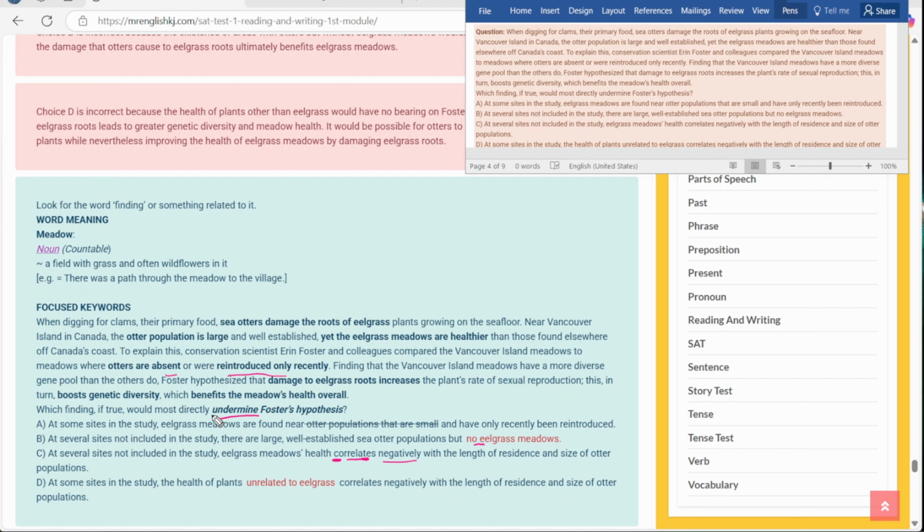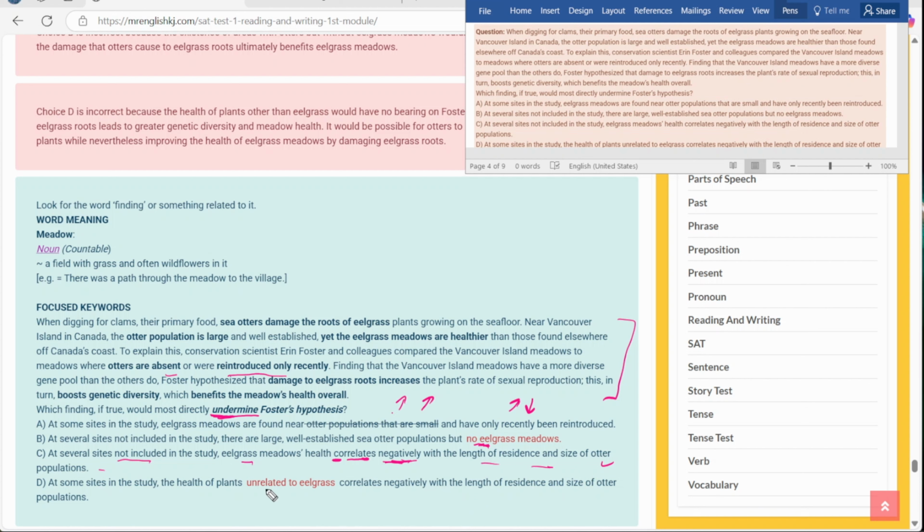Clearly using the word undermine here also, right? Negatively. Meaning to say the more otters there were, eelgrass was reducing. So that is clearly undermining Foster's hypothesis, because Foster was saying the more otters, the more eelgrass. But this is clearly saying the more otters, the less eelgrass. So obviously it is undermining it. That's the correct one and most suitable, because it is taking everything from the text. It is not adding anything. Okay, no eelgrass meadow, or saying something incomplete, improper, is not a proper answer.